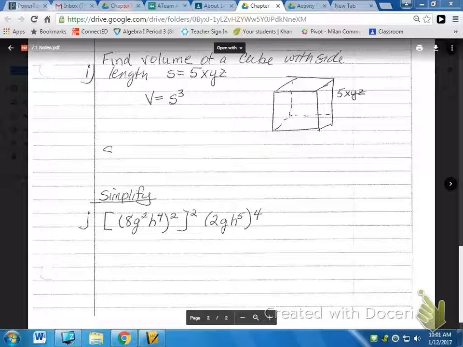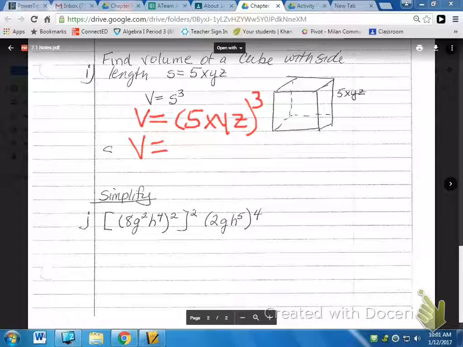First of all, it says find the volume of a cube with side length S equals 5xyz. So we've got to find the volume of that cube, and the side length is 5xyz. They don't tell you what x, y, z are. They're just going to remain x, y, z. But they tell you that the volume is side cubed. So I'm going to put in 5xyz for S, and I'm going to cube it.